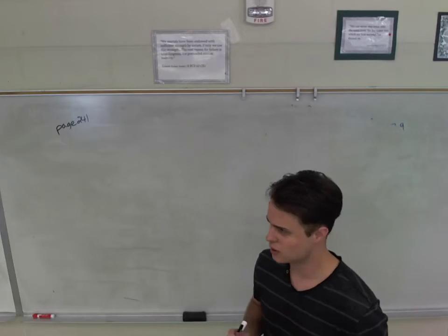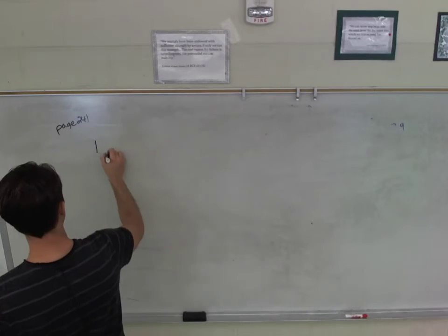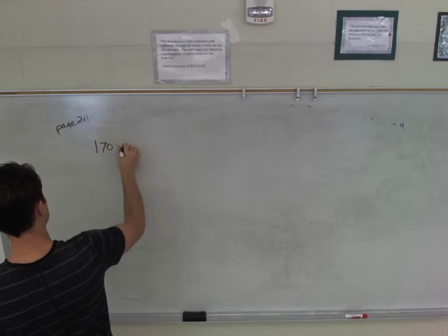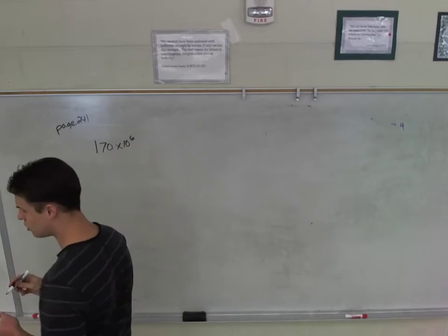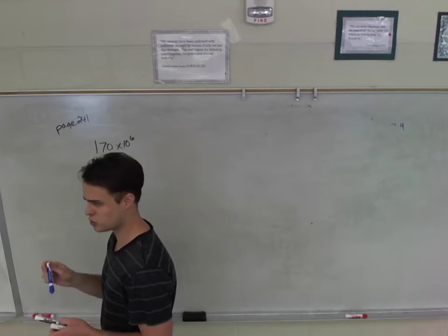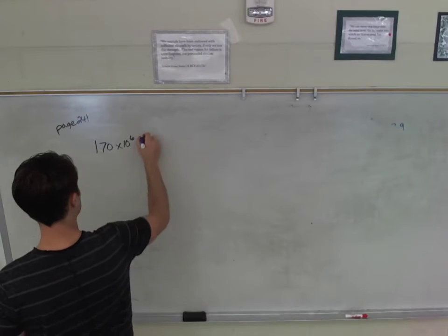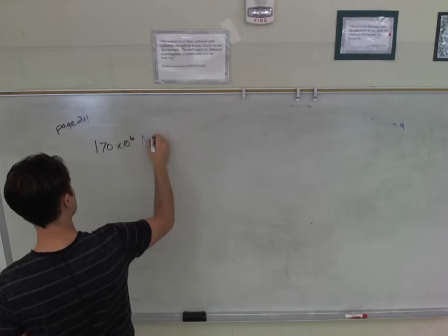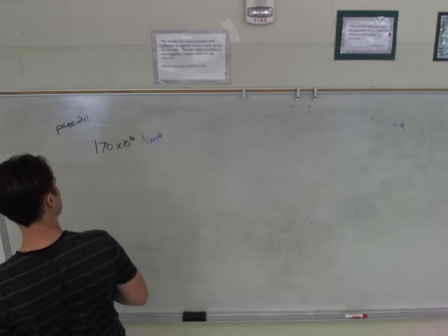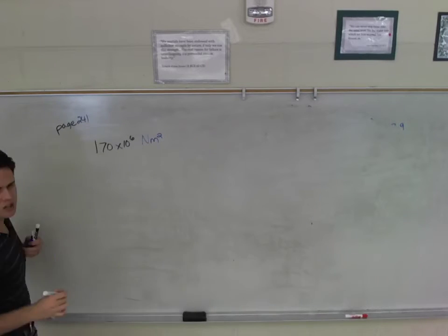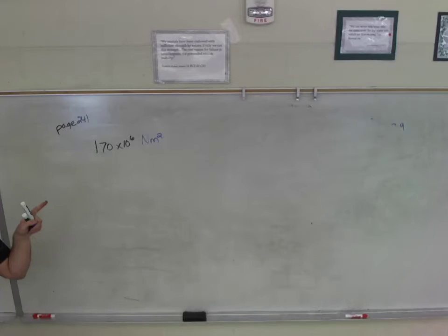Yeah. 170 times 10 to the 6th. So it says 170 times 10 to the 6th. What are the units it gives there? Gotta watch your units. Newton meters or Newton meters squared? Newton meters squared. Okay, so that's not newtons, right? So we need to compare to newtons or something here, right?